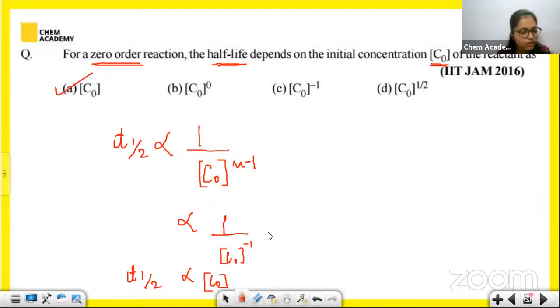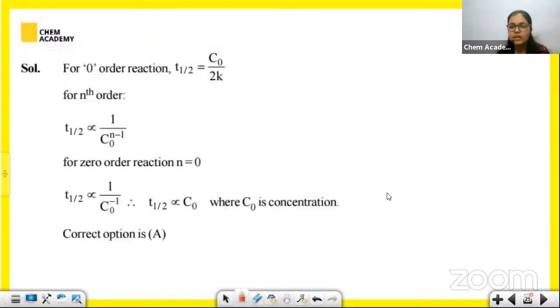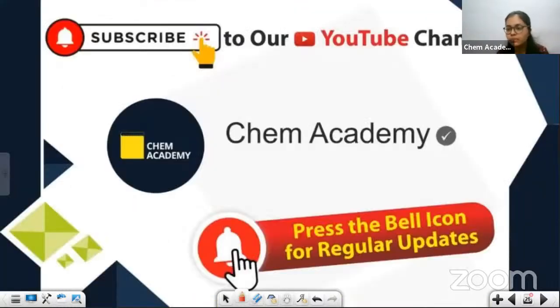Yes, Pratibha, very good. The correct answer is A. Here is the justification of it. As I told you, T half is inversely proportional to initial concentration raised to the power n minus 1. We can just substitute the value of n with the given order in the question, and we will be able to determine the relationship between them.